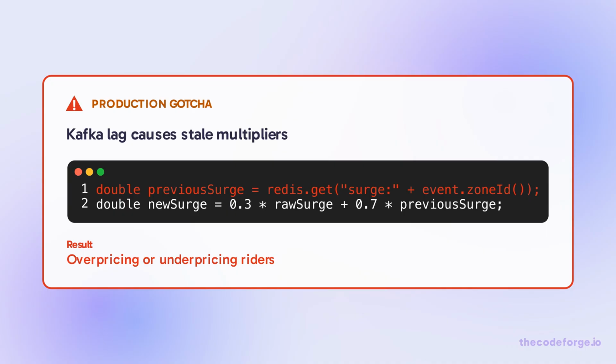This can lead to underpricing, no driver incentive, or overpricing, lost rides. Always use event time windowing and monitor consumer lag.